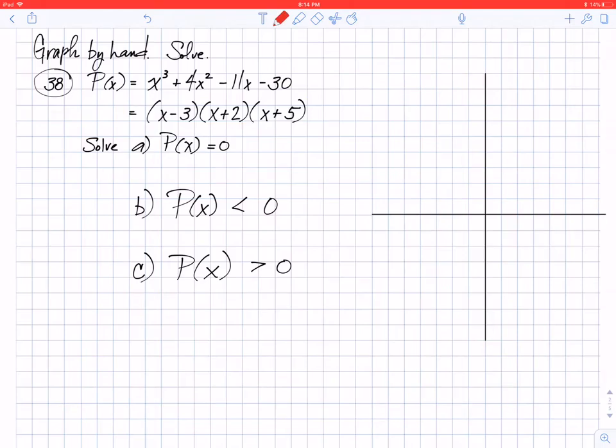We know that we have our first solution is x equals 3. Our second solution is x equals -2, and our third solution is x equals -5. I can go ahead and put these on my graph as well, since the ultimate goal here is to graph by hand. So I'll just put here 3. There's one of my zeros. -2 and -5.